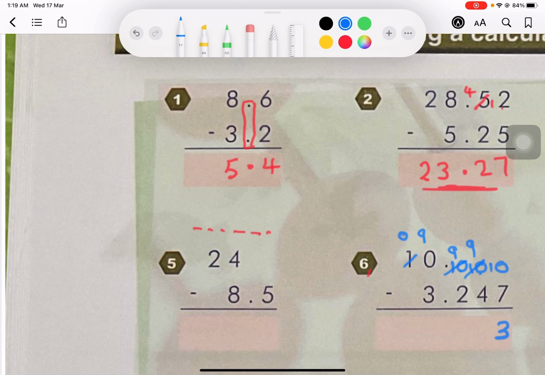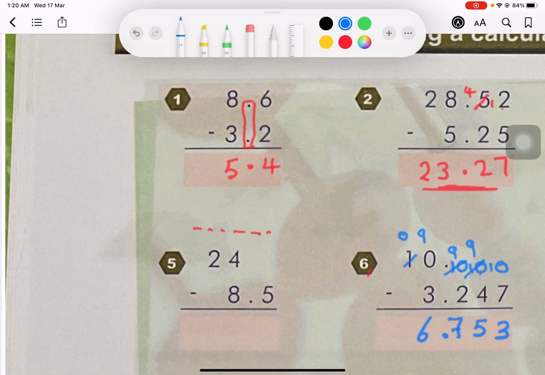Now 10 minus 7, the answer is how much? 3. 9 minus 4, the answer is what? 5. 9 minus 2, the answer is what? 7. Ask the decimal to go down. 9 minus 3 is 6. So the difference between the two numbers is 6.753.